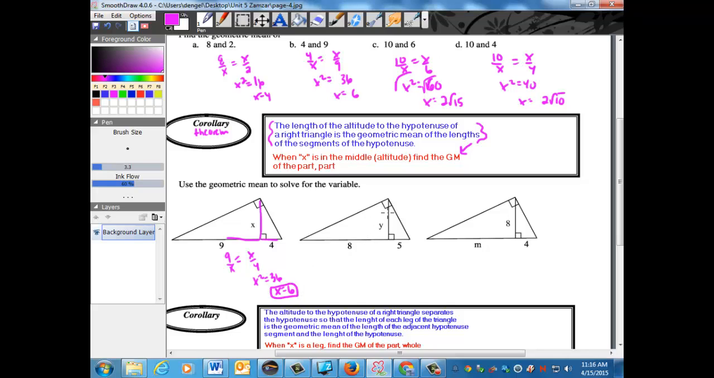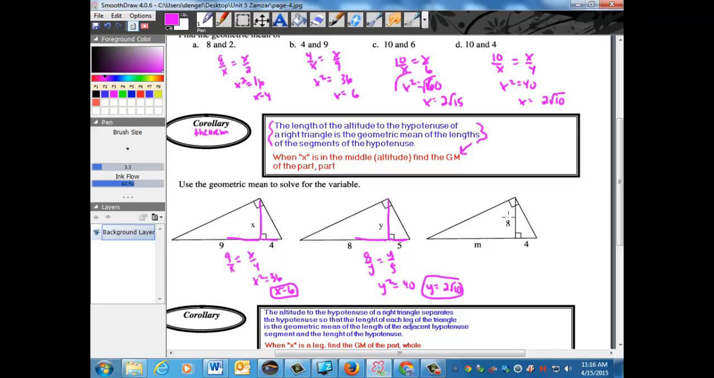We can do the same thing with y. Okay, y is in the middle, it's an altitude, so we're going to find the GM of our two parts. We have this part 5 and this part 8. So 8 over y is equal to y over 5. y squared is equal to 40. y is equal to 2 rad 10.